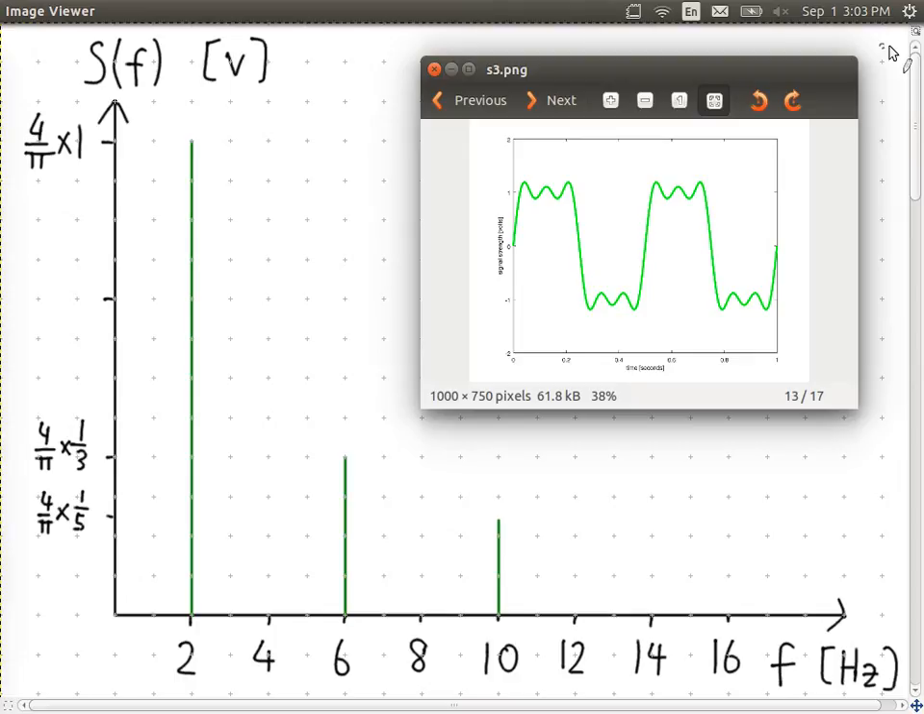Which one is easier to draw given the equation? If I gave you the equation in the exam, which one can you draw? The time domain or frequency domain? The frequency domain is easy to draw. Once you know that there are three components with 2, 6, and 10 hertz, and you know their peak amplitudes, it's three impulses. This one's hard to draw. Okay? You need a calculator or computer to draw that accurately.